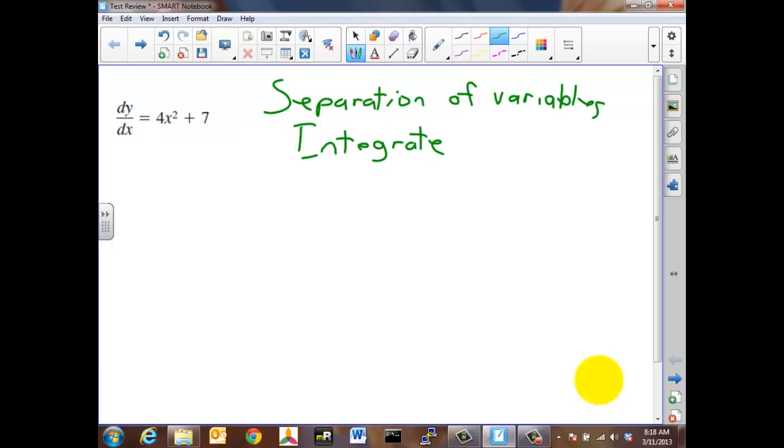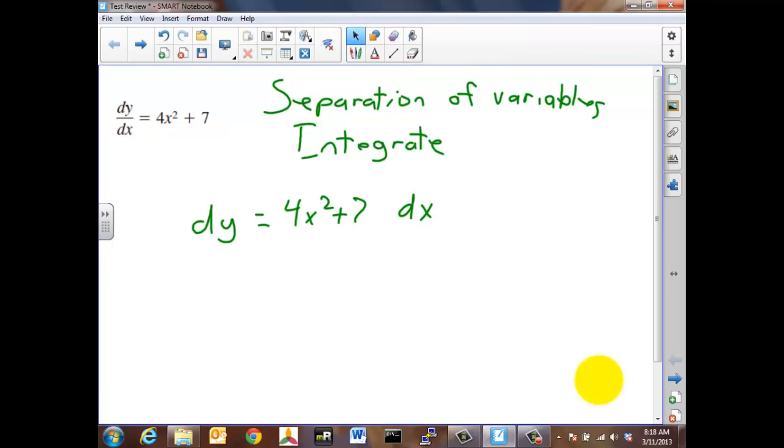So we'll work through this one problem together. We're going to separate: everything that has a y in it will be on my left side. Everything that has an x in it will be on the right side. We've got dy, we've got 4x squared plus 7 dx. And now we simply integrate both sides. So we put in our integral sign. If we integrate dy, what do we get? Y.